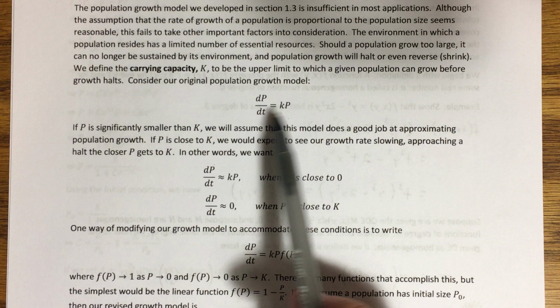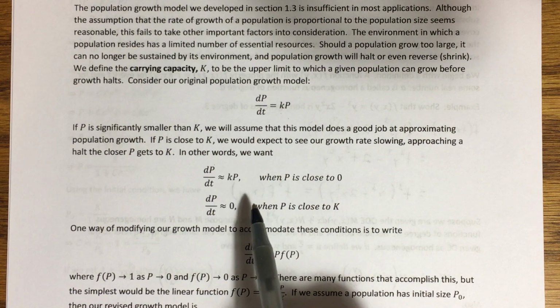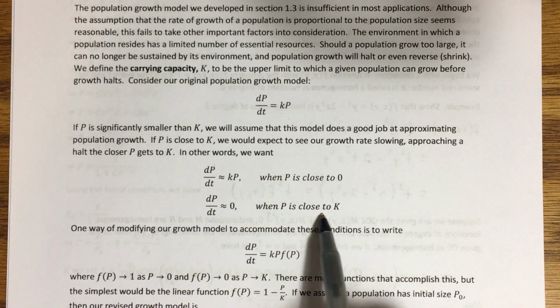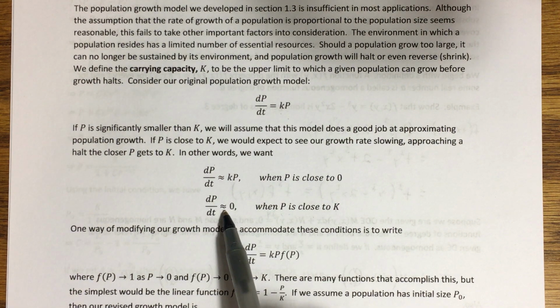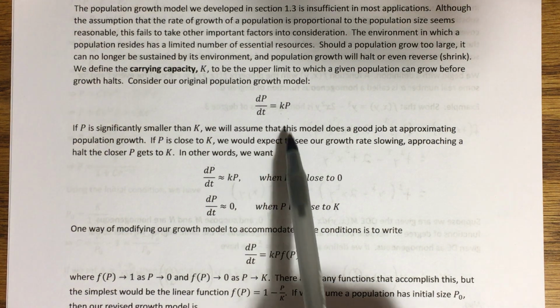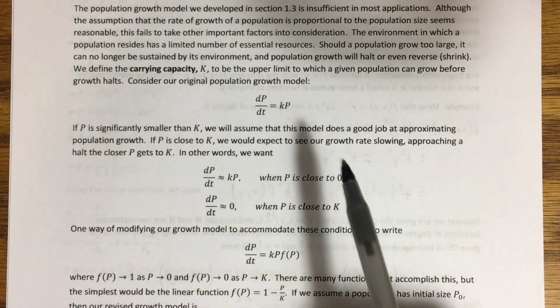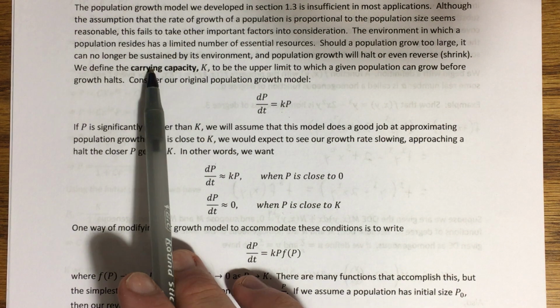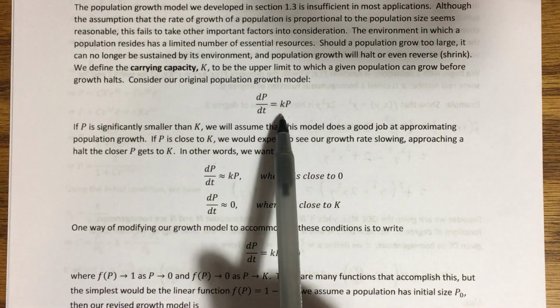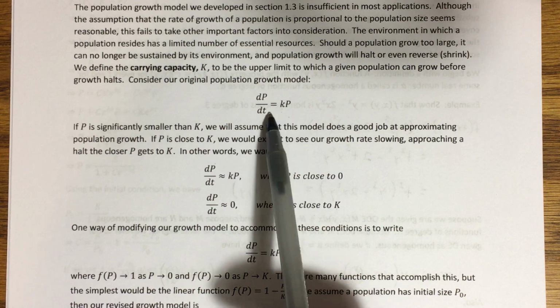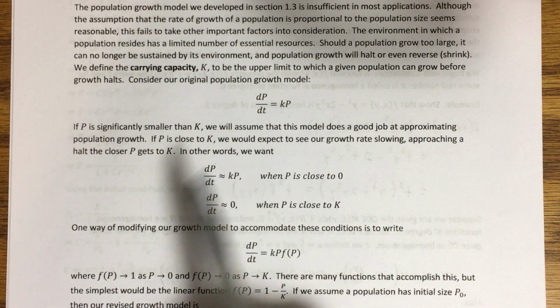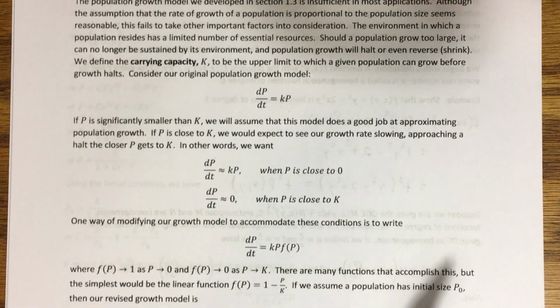So that implies that if P is getting close to K, we're looking at this assumption down here, then our growth rate is getting closer to zero. It's approximately zero. If P is not anywhere near K, then we're going to assume that the carrying capacity doesn't really have an impact or has a very, very minimal impact on the growth rate of that population, because we haven't really entered the danger zone yet, if you want to think of it in those terms.